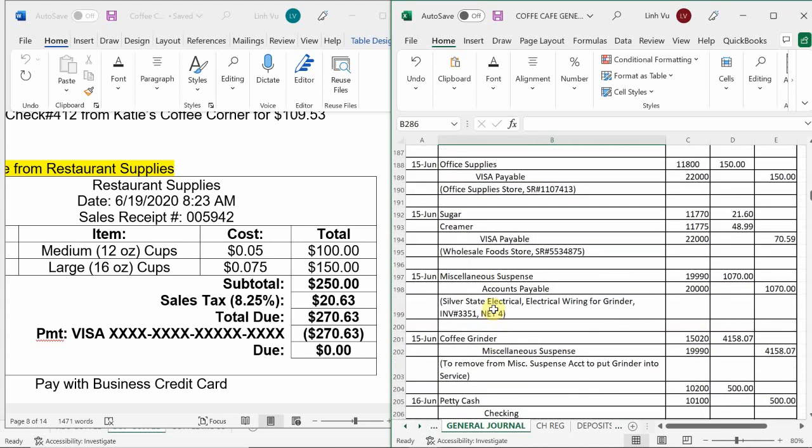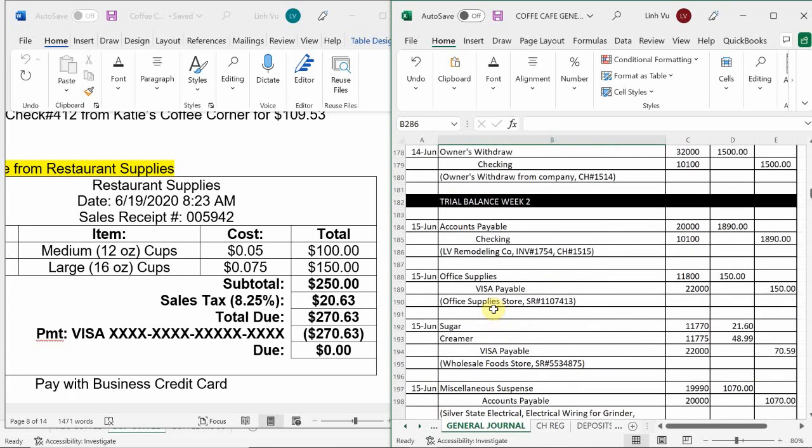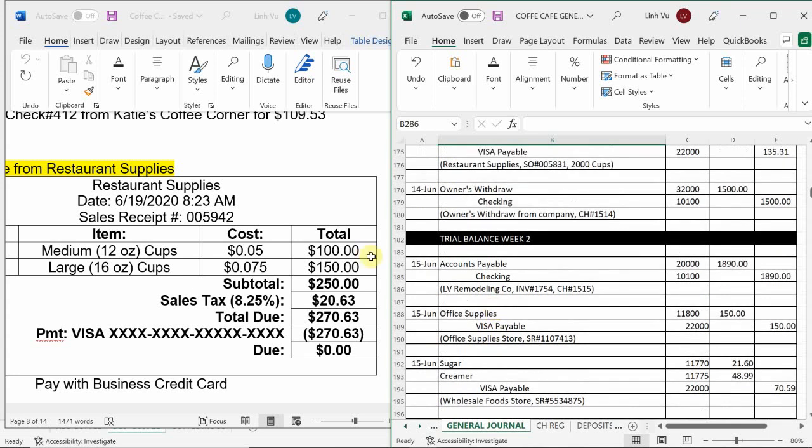Okay. What did I buy? What did I buy from restaurant supplies? They are the paper cups for in-store use, right? Mm-hmm. Okay. So we had the same transaction before. How would I journalize this though?